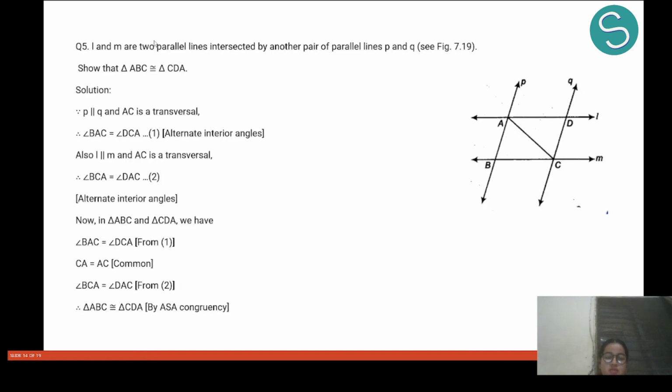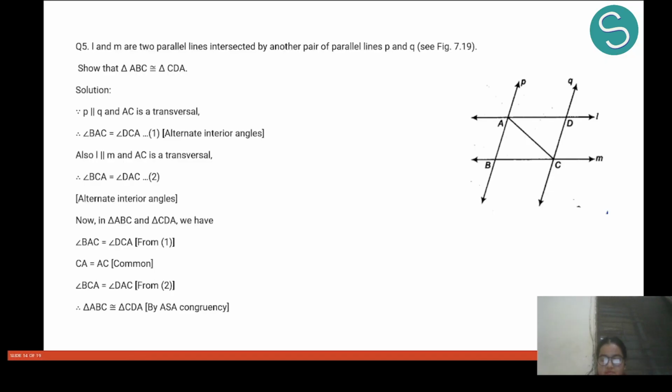Now the question is: L and M are two parallel lines intersected by another pair of parallel lines P and Q. Then we have to show triangle ABC is congruent to triangle CDA. So here it is given L and M are two parallel lines and P and Q are also parallel to each other. We have to prove triangle ABC is congruent to triangle CDA.